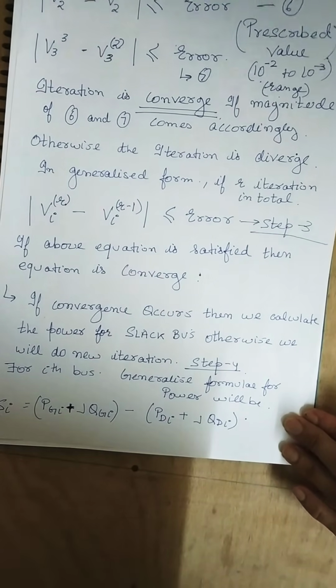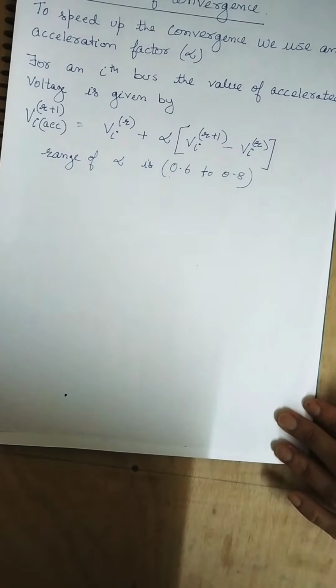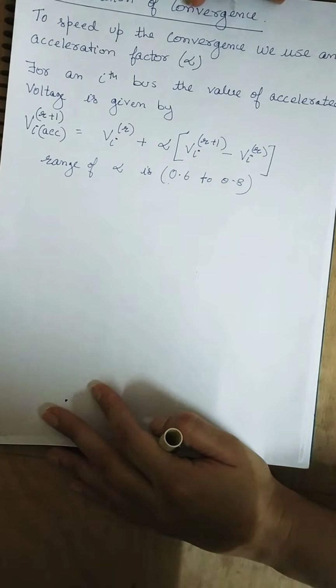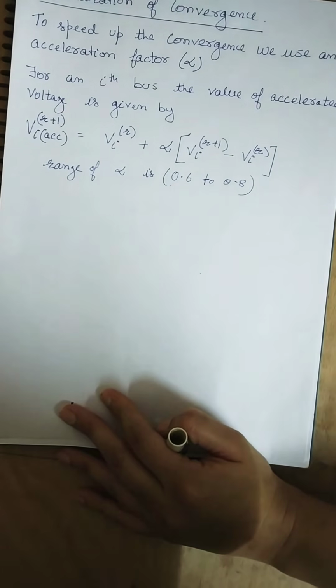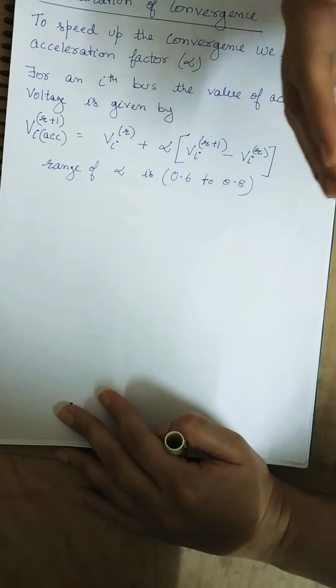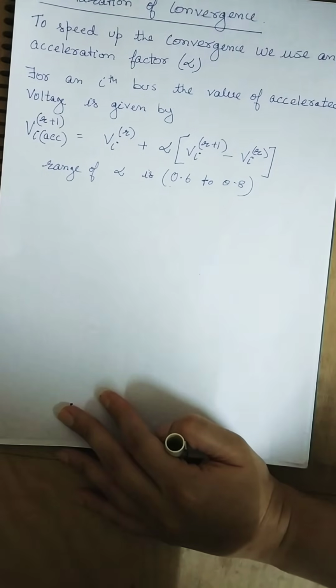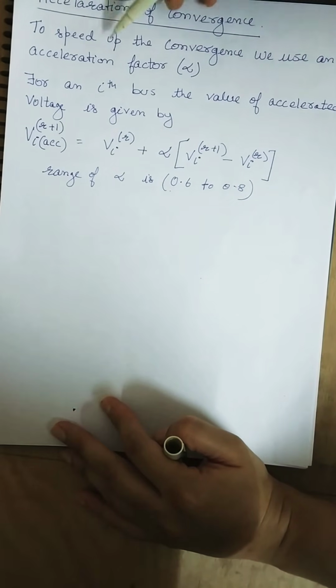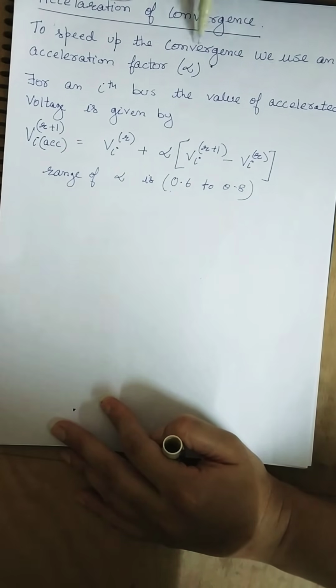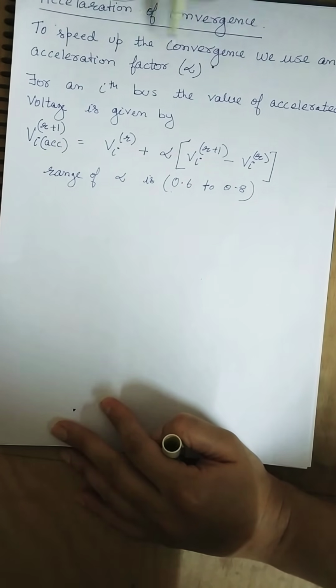Okay, so let's go further with the topic acceleration of convergence. Now what is acceleration of convergence? It is important to understand that Gauss-Seidel method iterations take time, or are time consuming. So to reduce the time, an acceleration factor has been introduced. To speed up the convergence, we use an acceleration factor.